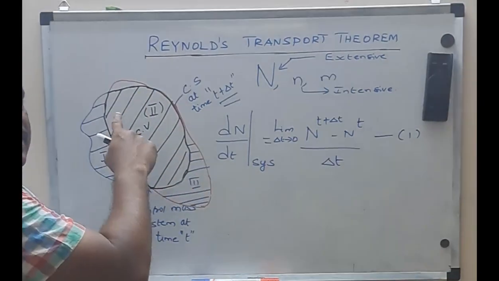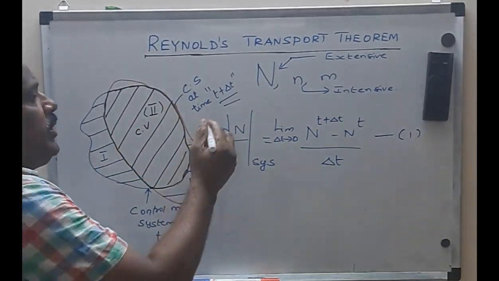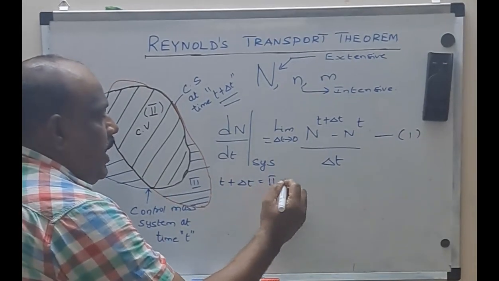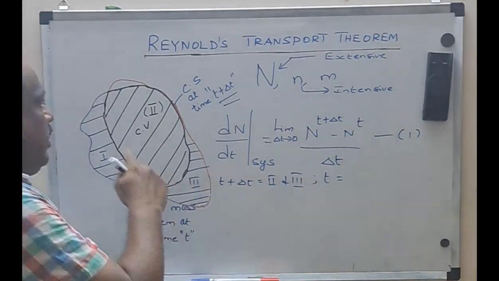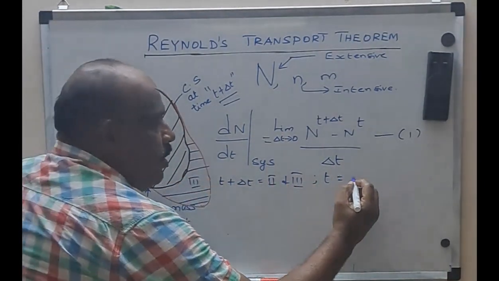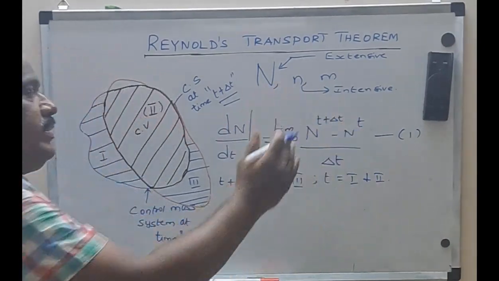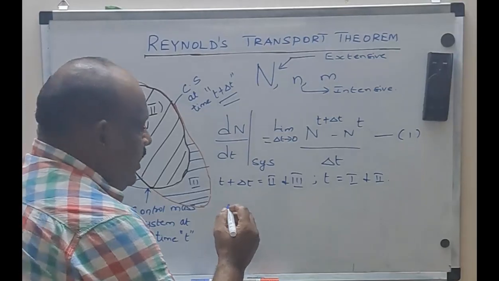That is a red color curve. And when the time is t, it's the blue color curve, which is about 1 and 2. So t plus delta t means it is 2 and 3, and when time equals t, this blue color curve is nothing but 1 and 2. So I am going to expand further the right hand side.